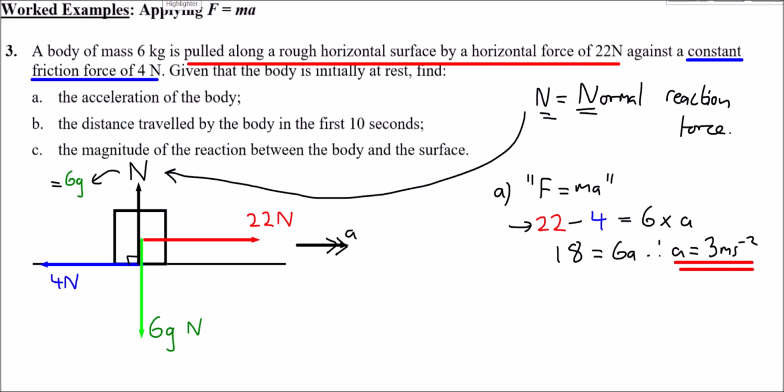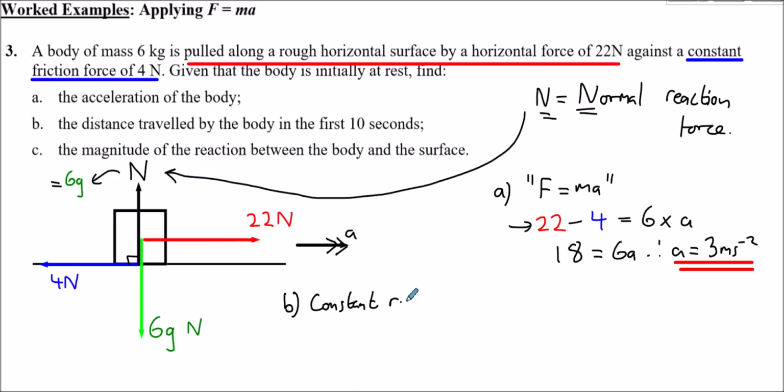Now part B. We're told what the distance travelled has to be in the first 10 seconds. Well, it's been pulled along by a force of 22 newtons. We're not told that this force is changing. The force resisting it is a constant force of 4 newtons. So we need to deduce something here. We need to deduce that it's a constant resultant force, therefore constant acceleration.